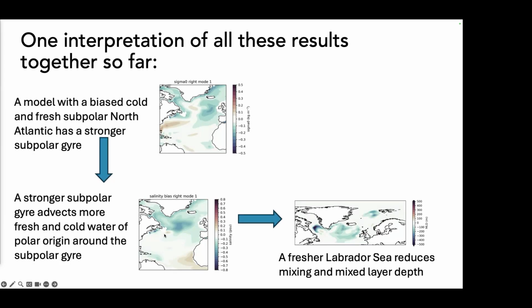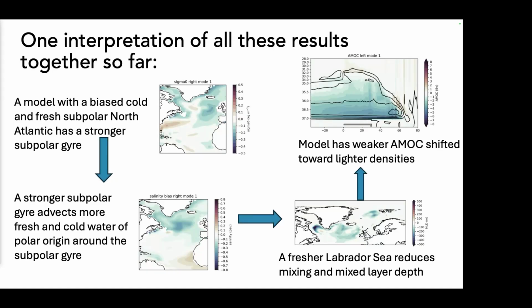And if you have more fresh water, perhaps you're going to cap things off and make it harder for mixing, and your mixed layer depths could shallow. And if you have shallower mixed layer depths, maybe you're not getting the deep water formation, or you'd have less of that dense class that's formed, and you get a weaker AMOC with a deep western boundary current at lighter classes.